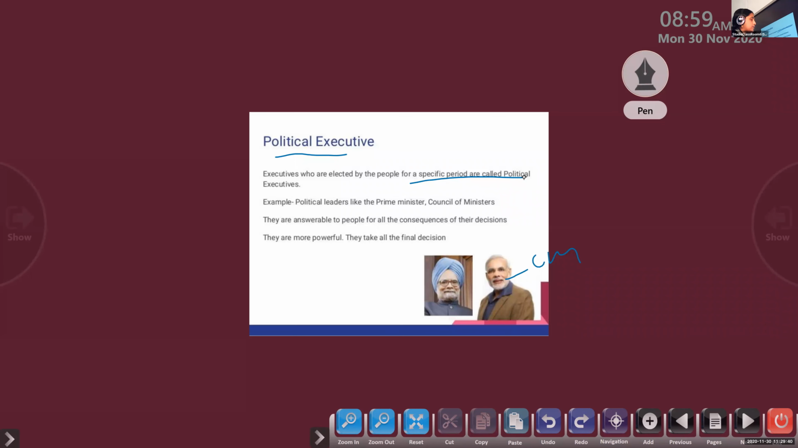So the political executive are those who are elected by the people for a specific period of time, and they are answerable to the people for all the consequences of their decisions. They are taking the decisions, and they are responsible to the people, and they are more powerful and take all final decisions. The final decisions are taken by the political executive. Clear? Who are the political executive? Yes, ma'am. The executive who are elected by the people for a specific period are called political executive, and they are answerable to the people for all the consequences of their decisions, and they are more powerful and they take all the final decisions.